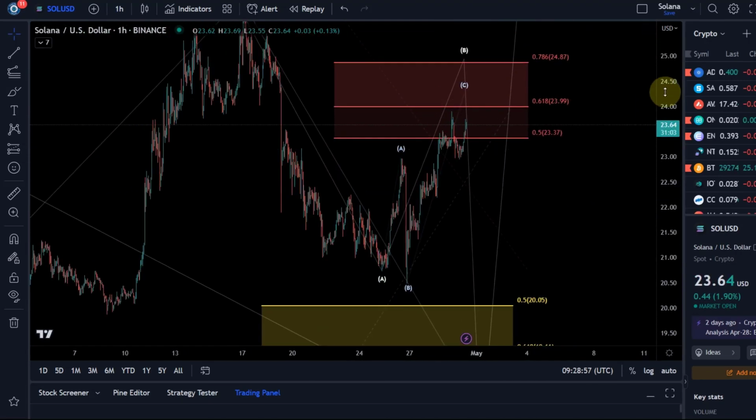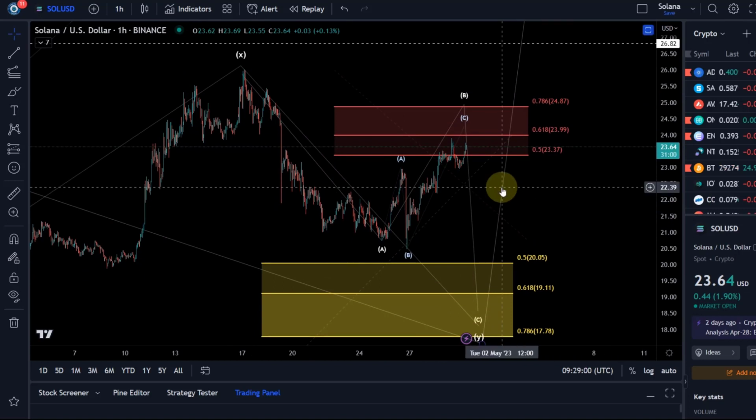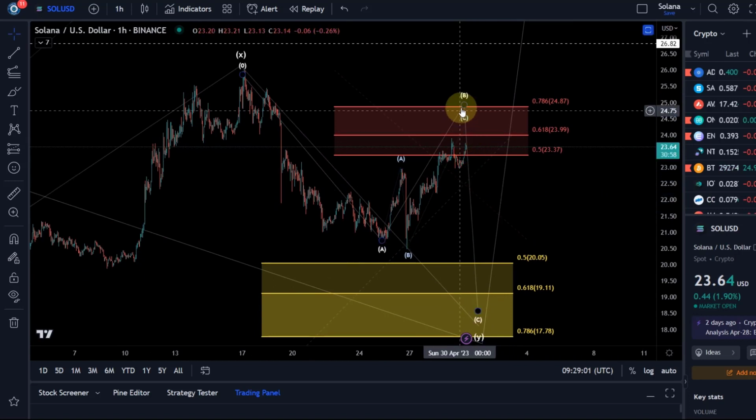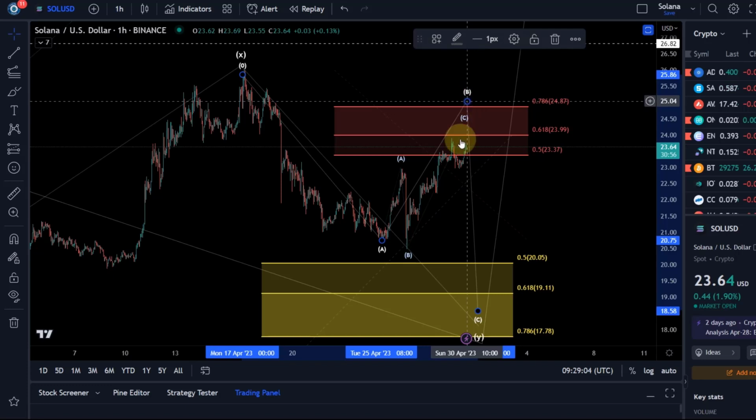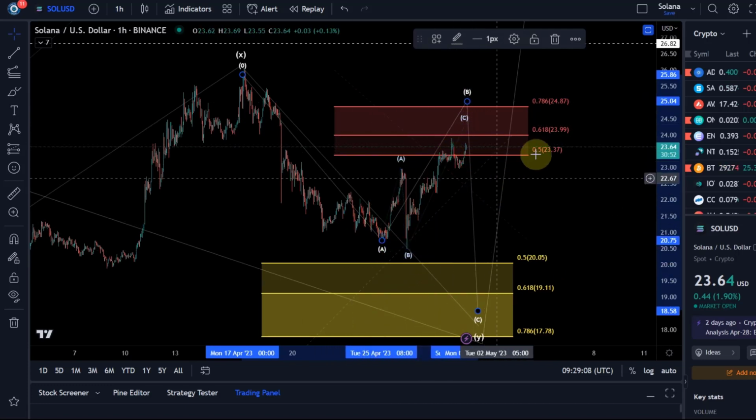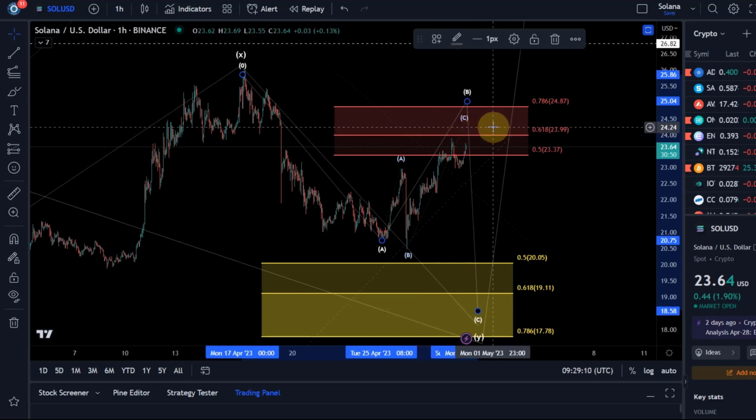It's interesting to see that while, for example, Bitcoin and Ethereum are working on a triangle in this B wave, Solana creates a high B wave. And this is currently standard Fibonacci resistance for B.